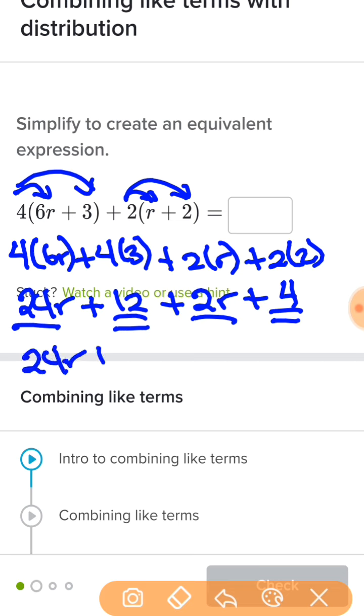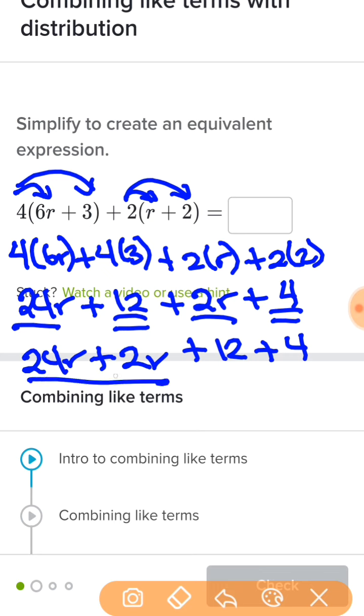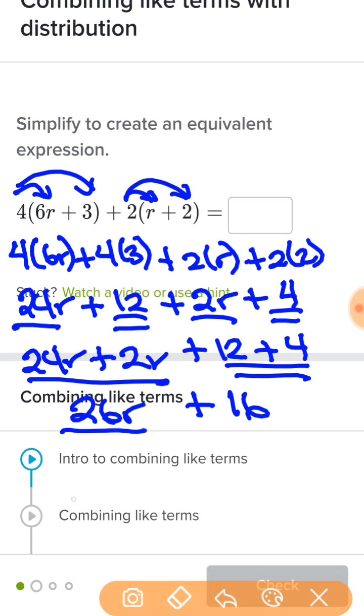So 24r plus 2r will go together. And then 12 plus 4 will go together. So 24r plus 2r plus 12 plus 4. Now I'm going to add 24r and 2r. So 24 plus 2 would just be 26r. Plus 12 plus 4 will just be 16. So since 26r ends in r and 16 is a constant, they don't have the same last name. They cannot be combined. So my final answer will be 26r plus 16.